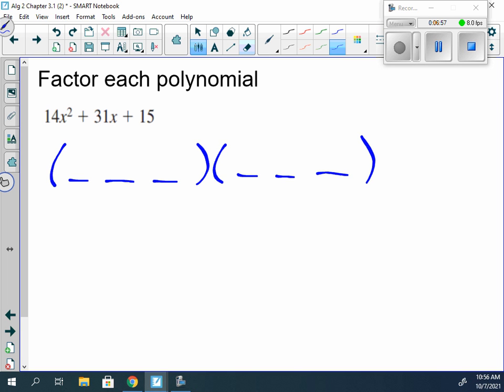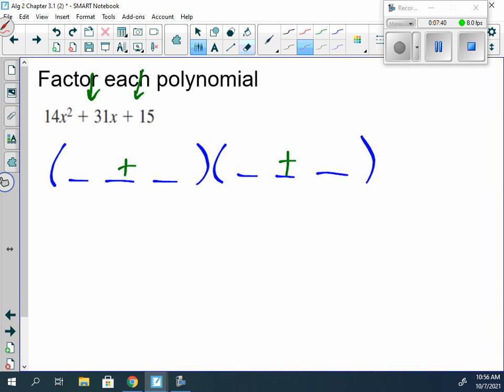2 sets of parentheses with 3 spaces. So when we look at this here, what is our next part? We need to find the sign. Since the third term is positive, the signs are the same and they match the sign of the middle term, which is positive. So both signs are positive. Questions on this here so far?